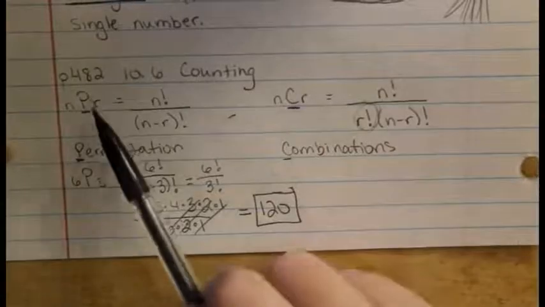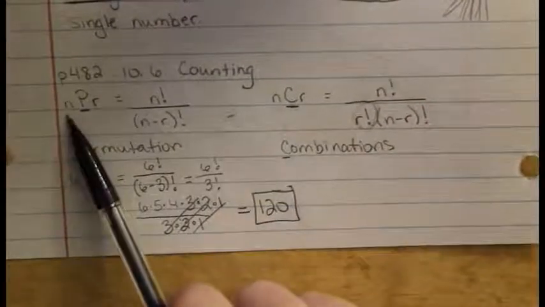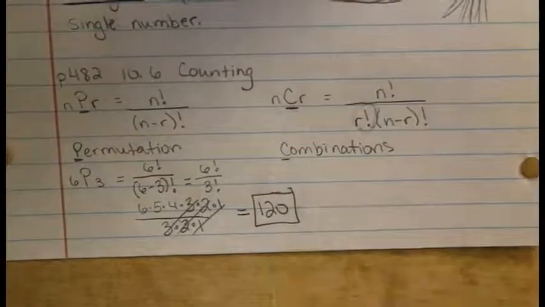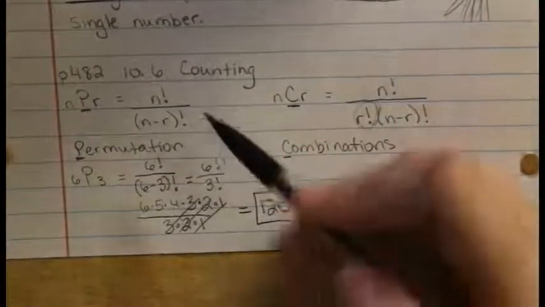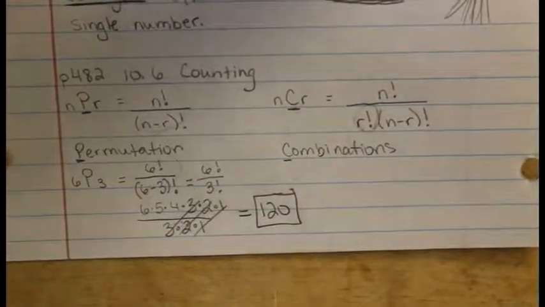So just remember that the P goes with permutations, the C goes with combinations, n is on the left, r is on the right. However you find best to come up with remembering that, go for it. And then you are going to have to know the setup for this down here with the permutations.